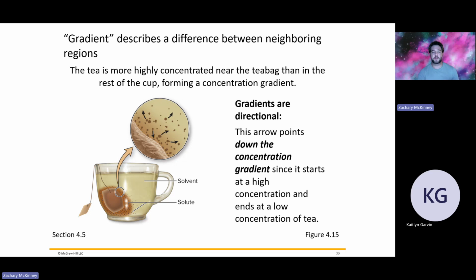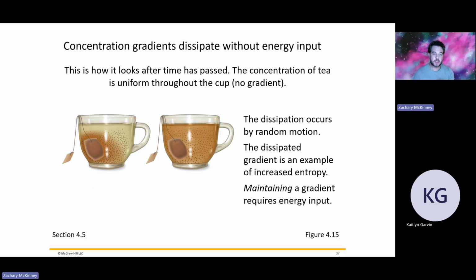Okay, so gradients describe a difference between neighboring regions, and cell membranes allow us to establish that gradient. Gradients are directional. Things are going to move down their concentration gradient. Get that into your brain. Nature will naturally, passively move down its concentration gradient, meaning you start at an area of high concentration and go to low concentration. This tea starts really highly concentrated in one area until the molecules have moved out. They push against each other until they've all got their space and are kind of good. The gradient dissipates.